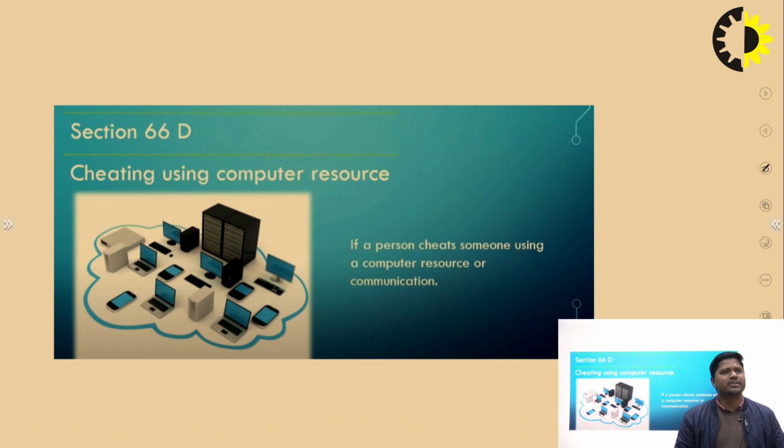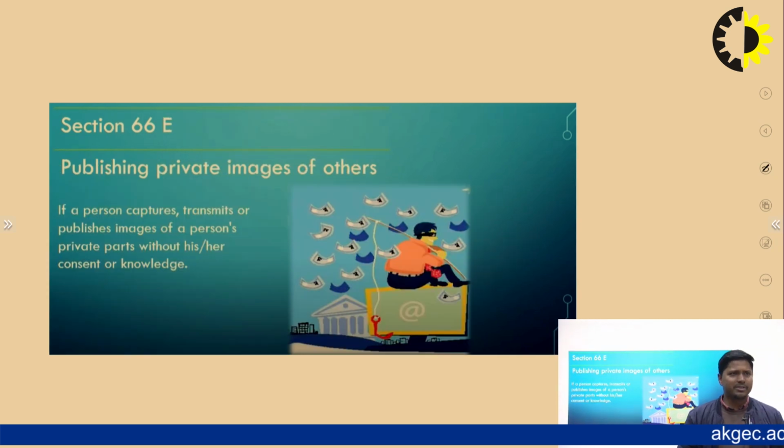Next is Section 66D, which deals with cheating using computer resource. If a person cheats someone using a computer resource or communication device, then this type of activity will be handled in Section 66D. Next is 66E, which covers publishing private images of others. If a person captures, transmits or publishes images of a person's private parts without his or her consent or knowledge, this type of activity is dealt with in this section.